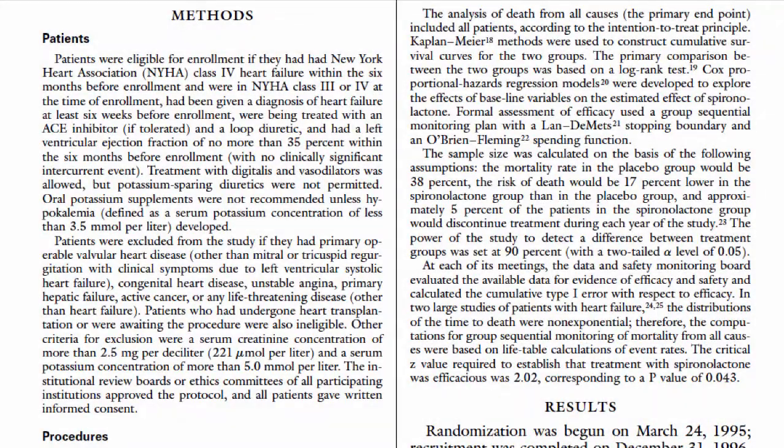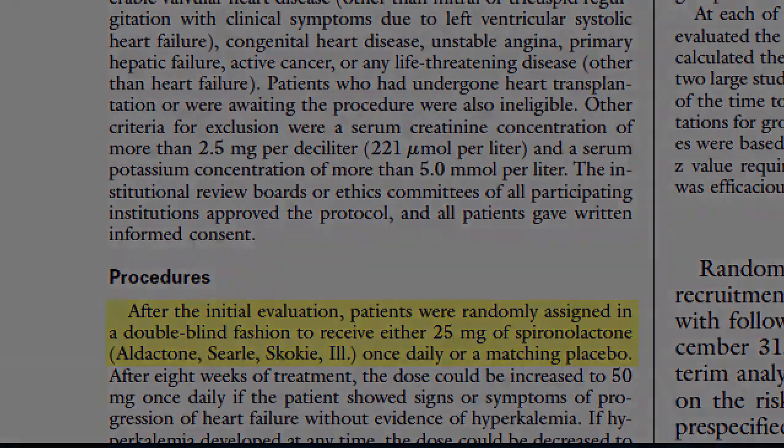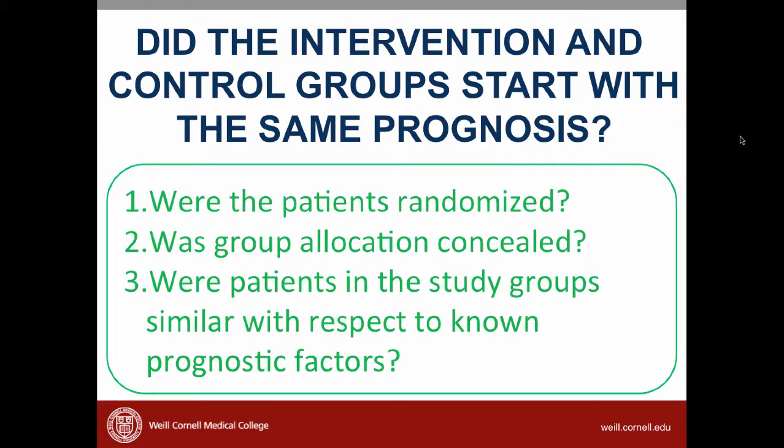To find this information, we are going to go to the methods section of the article. If we read through this section, we can see where the researchers described randomization. They write, after the initial evaluation, patients were randomly assigned in a double-blind fashion to receive either 25 milligrams of spironolactone once daily or a matching placebo. So if we go back to our checklist, we can give that answer a check. Continuing on, let's take a look at the second question.